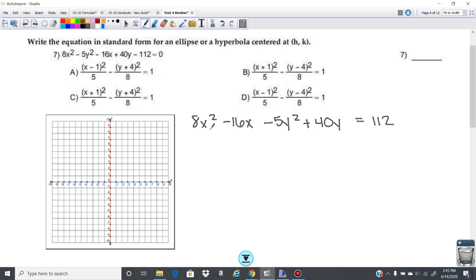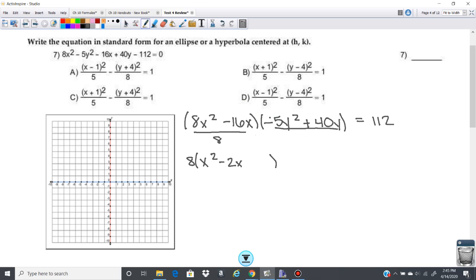Okay, next thing I need to do is take a GCF out of my x and y groupings. So out of 8x squared minus 16x, I'm going to take an 8 out. I'm not going to take an x out because I want to leave it in quadratic form. So I'm going to take an 8 out, and that's going to give me x squared minus 2x. And then I'm going to leave a blank here.